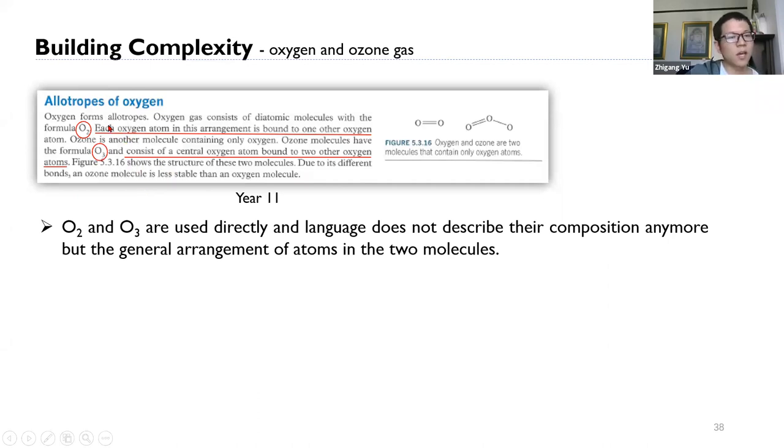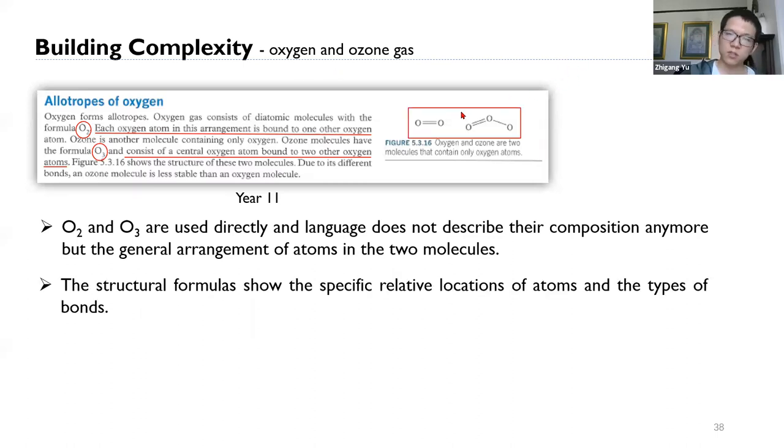Each oxygen atom in this arrangement is bound to one oxygen atom. O3 consists of a central oxygen atom bound to other oxygen atoms. Here, the language does not describe their composition anymore, like in year 8, but it describes the general arrangement of the atoms in the two molecules. So we can see that the structural formula shows specific arrangements of atoms and types of covalent bonds.